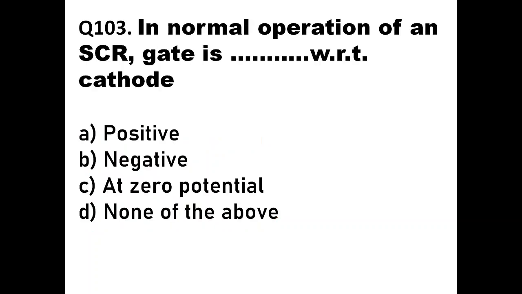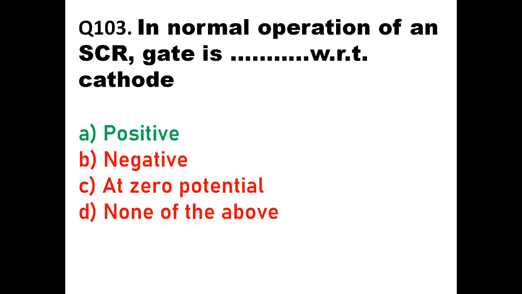Okay. Then we'll go to question number 103. In normal operation of an SCR, gate is dashed with respect to cathode. Now we see the operation of SCR: anode is made positive, cathode is made negative, and if you give a gate positive pulse, then only the second junction will go into breakdown and the SCR starts conducting. That means the gate has to be positive with respect to cathode. So here the option will be A, positive. In normal operation of an SCR, gate is positive with respect to cathode.